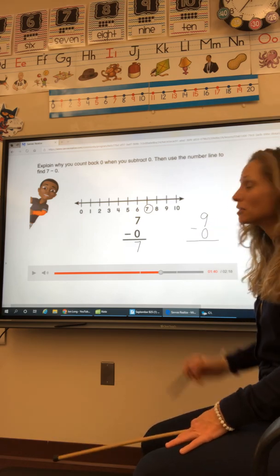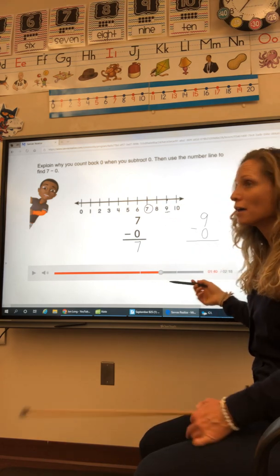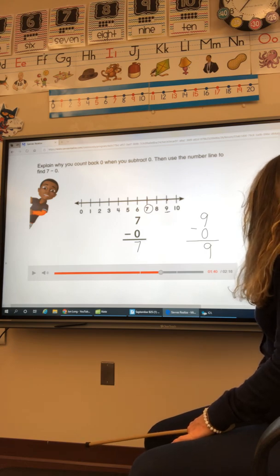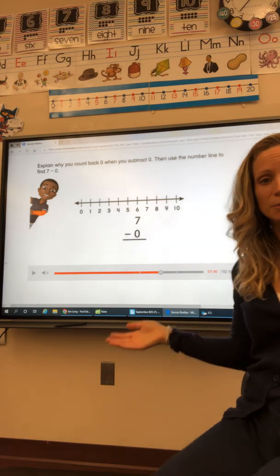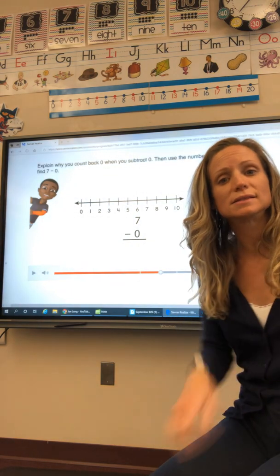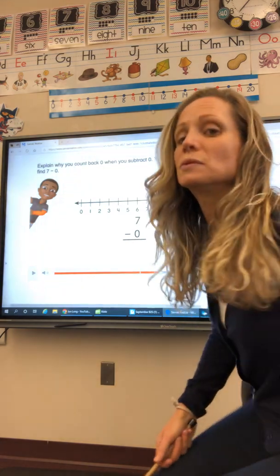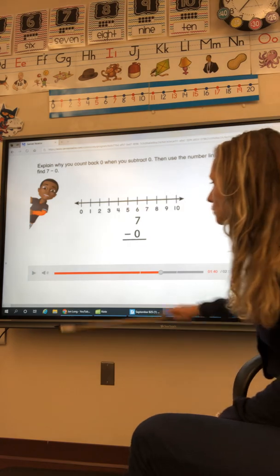What if I had 9 minus 0? It's the same thing. If I'm on the 9 and I don't do any jumps, the answer is 9. What if I have 12 cookies on a plate minus 0? The answer is 12. Whenever you subtract with 0, the answer is going to be the same as the number that you started with.